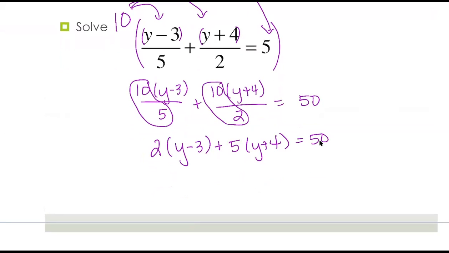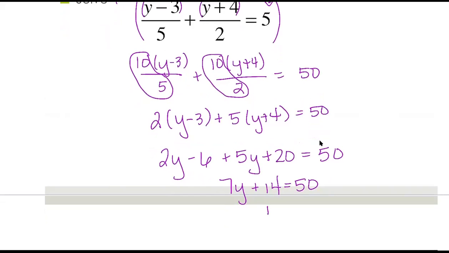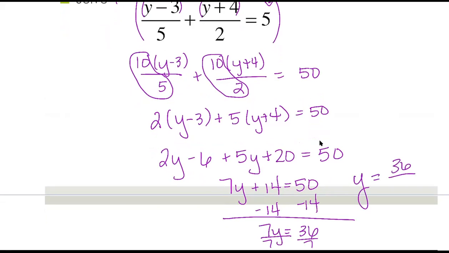Now we need to do our distributive property, which is going to give me 2y minus 6 plus 5y plus 20 equals 50. We need to combine our like terms, which is going to give me 7y plus 14 equals 50. Subtract your 14. And then divide by your 7. Again, we came up with one solution, so we would say that this is conditional.